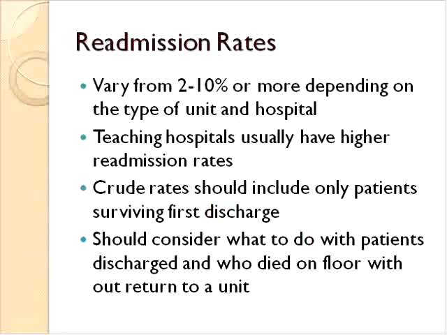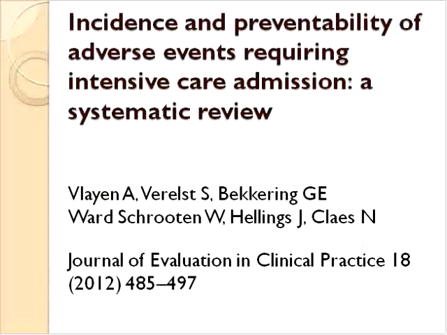Teaching hospitals usually have higher readmission rates because to some extent they are related to the illness of the patients they treat. The crude rate should include only patients who survived the first discharge. One of the problems with the early studies was that if you got out of a unit and died, then you wouldn't get readmitted, but you were probably discharged too early, or perhaps you shouldn't have been included at all in the counting process. And there's really no general consensus on what to do with patients like that. So the rates themselves are kind of deceptive at the edges, at least. But we do know that this is a big problem, as you've seen in all the studies I presented.